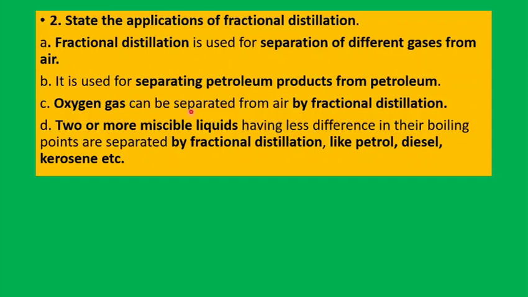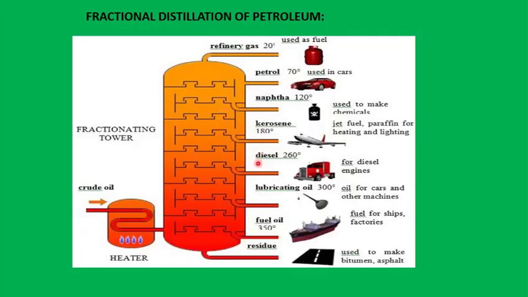Now, air has nitrogen and oxygen. So oxygen gas can be separated from the air by this fractional distillation method. Now, as I told you, two or more miscible liquids having a small difference in boiling points are also separated by fractional distillation, like petrol, diesel, kerosene, etc. Let's learn about this in the following picture. This picture, you don't have to draw it, it's just for you to understand.